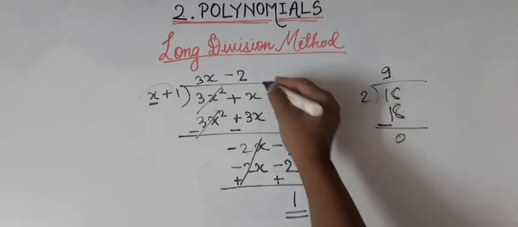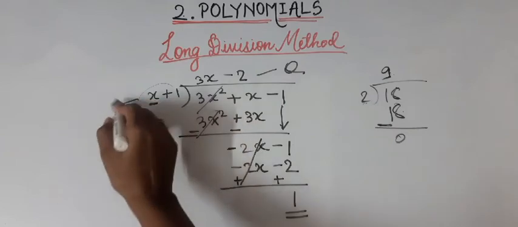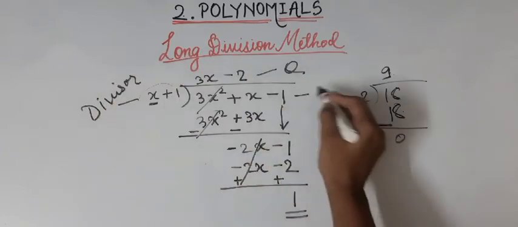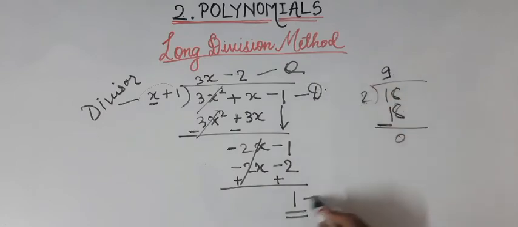Clear? So this is your quotient, this is your divisor, this is your dividend, and this is your remainder. Clear? In this way you are going to use the long division method.